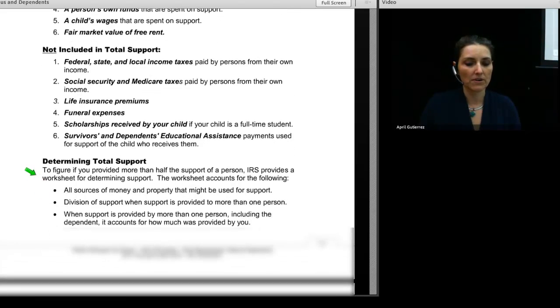Determining total support. To figure if you provided more than half the support of a person, the IRS provides a worksheet for determining support. The worksheet accounts for the following information: all sources of money and property that might be used for support, division of support when support is provided by more than one person, and when support is provided by more than one person, including the dependent, it accounts for how much was provided by you. And this is the worksheet.